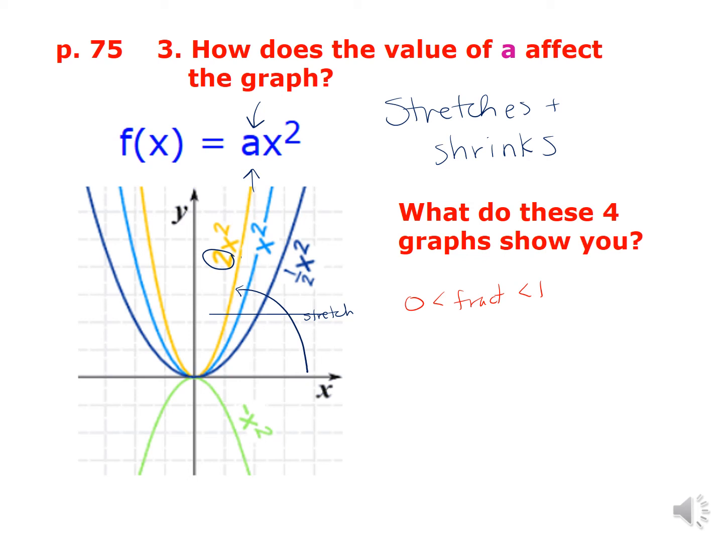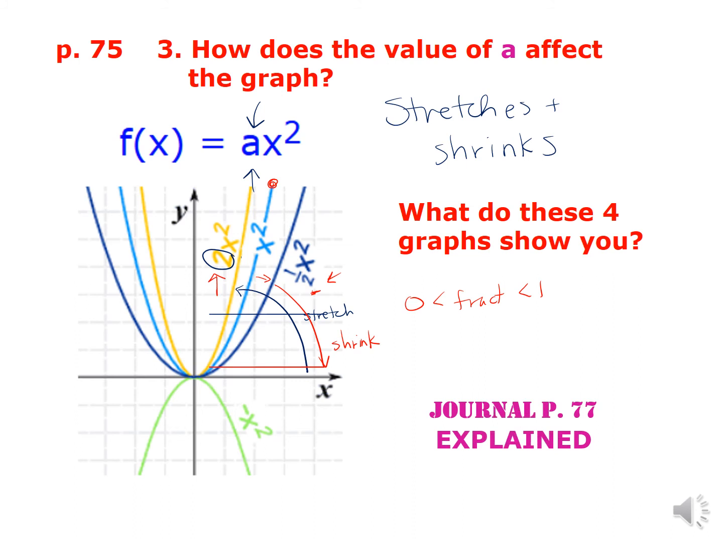So if you have a fraction, then it's shrinking. Think of this as shrinking closer to the x-axis, shrinking away from the basic function, which is this one here. So stretching away from the x-axis if this is a whole number, shrinking towards it if it's a fraction. And that would be the factor that you would write. This is explained really well in your journal, so you could look there.